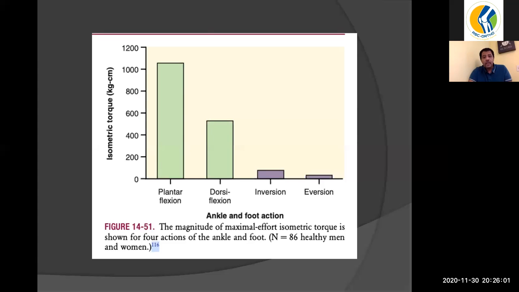And when you are doing dorsiflexion while you are walking or running, the amount of torque or weight that comes through the ankle and foot joint is also about 500 kilograms. And the same during inversion and eversion. The average normal weight of a person is about 80 kilos. So you can imagine how much comes through the joint. It's about five or six times the weight of a normal healthy man.